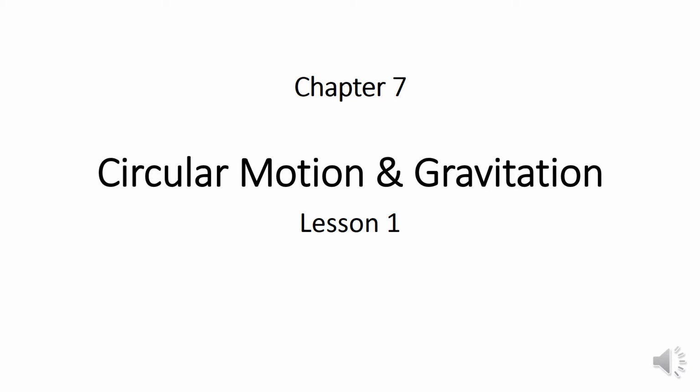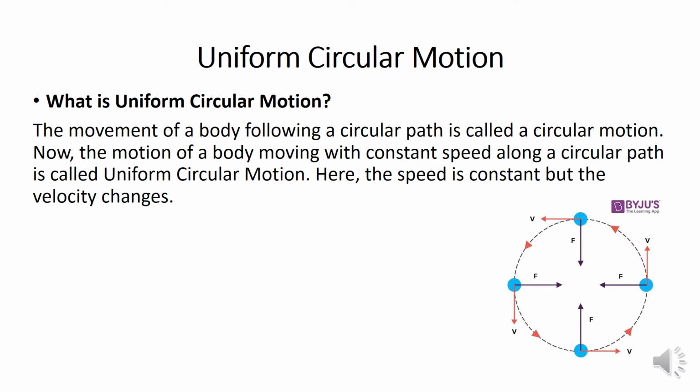We are on chapter 7, circular motion and gravitation. This is the first lesson of this chapter. Here we will be discussing uniform circular motion. We'll also be studying Newton's law of gravitation and how we calculate the mass of the Earth. So, we'll be covering all these topics in this lesson.